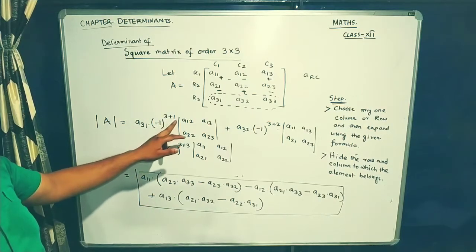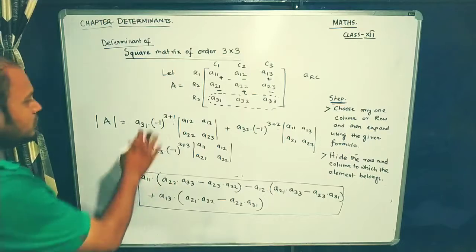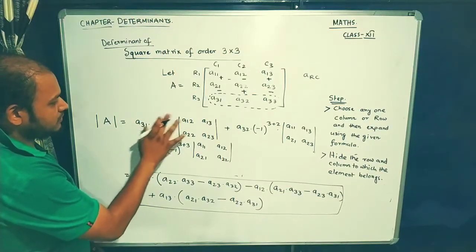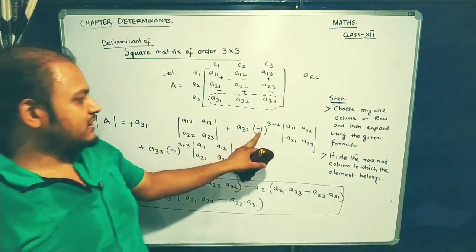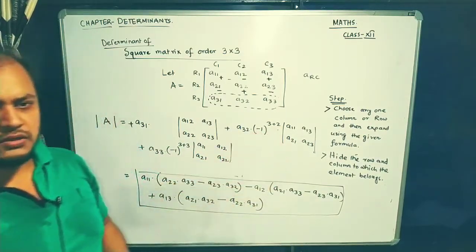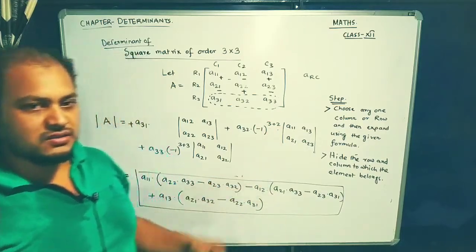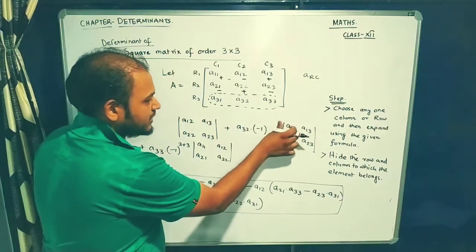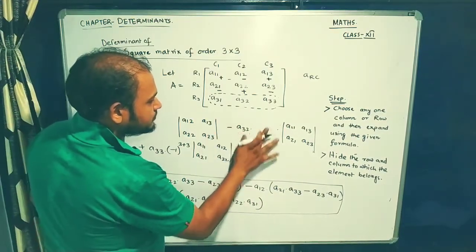Okay, now let's look at the sign convention here. Minus 1 to the power 3 plus 1. 3 plus 1 is 4. Minus 1 to the power 4 is plus 1. So it does not matter whether you write it here. It is plus A31 into this determinant. Then minus 1 to the power 3 plus 2. 3 plus 2 is 5. 5 is an odd number. So minus 1 to the power odd number is minus 1. So here you have minus 1. So placing a minus sign here will do the same.